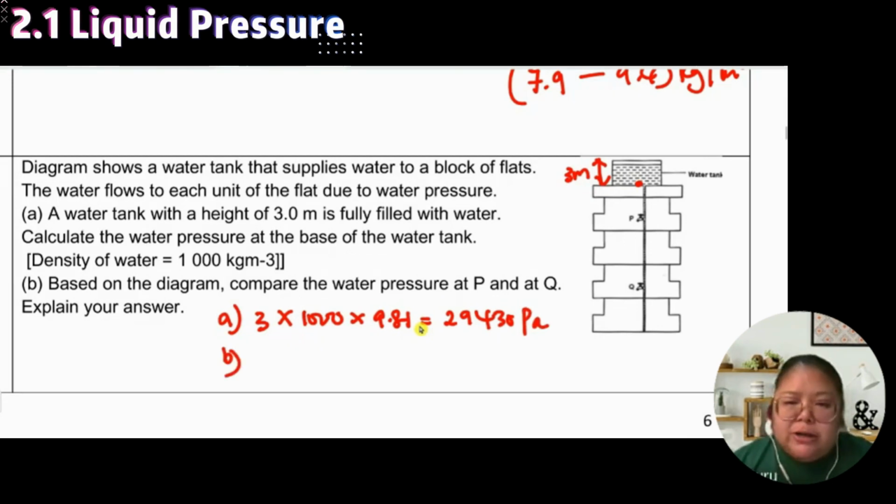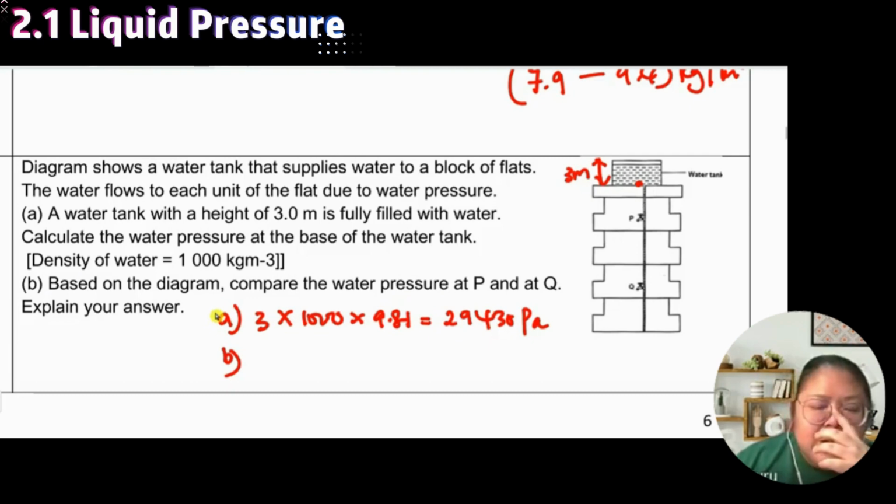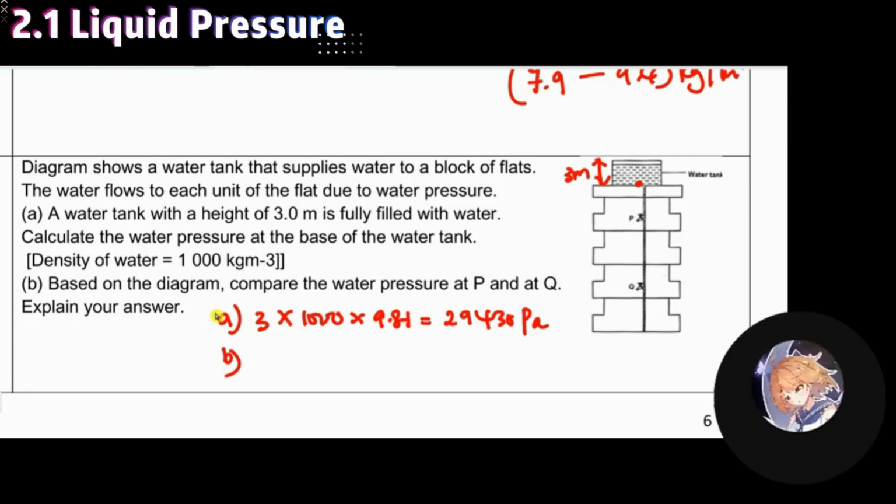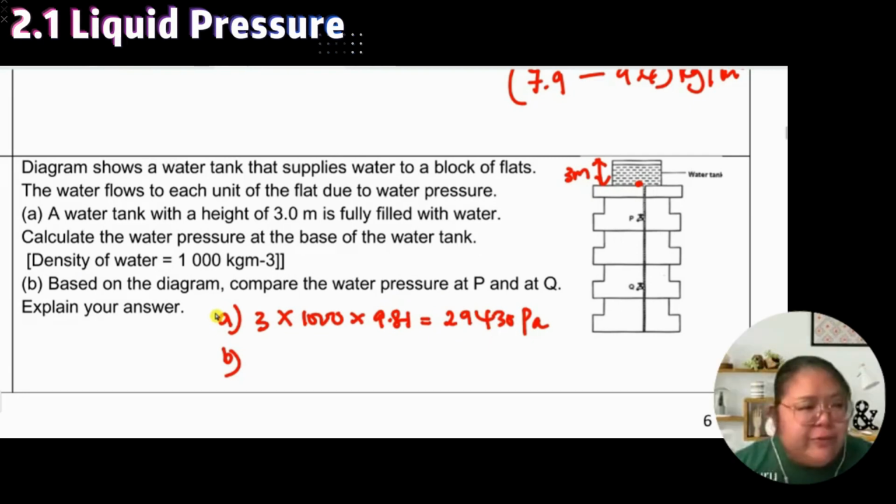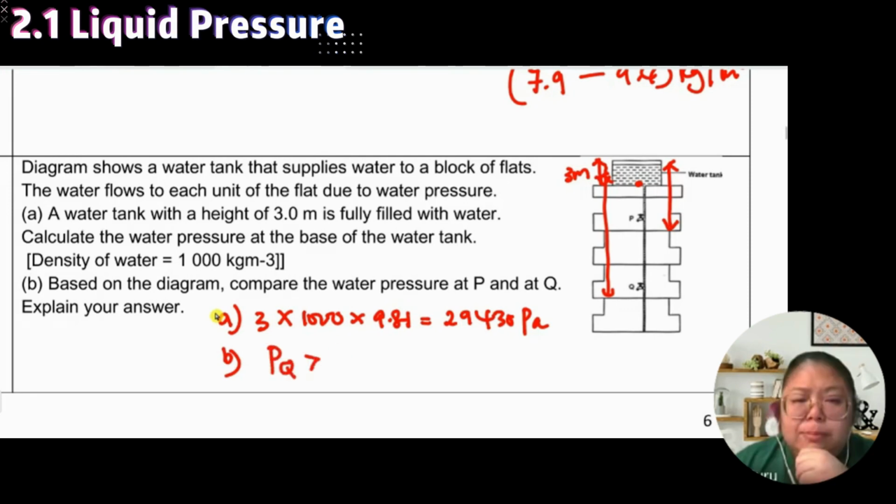So this is on the diagram. Compare the water pressure at P and Q. Which one has the bigger water pressure? Anybody here can tell me? So you tell me, P and Q, which one is bigger? Of course it's Q, because we count by different depth. From the top until P, you only have a little depth. If I count until Q, there is a big difference. So from here we answer: pressure Q is more than pressure P.